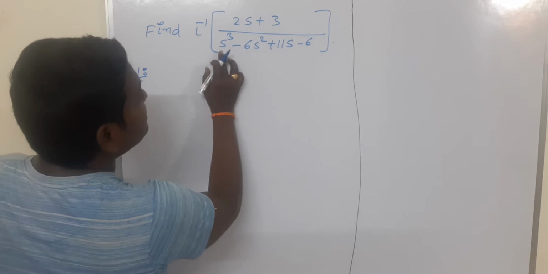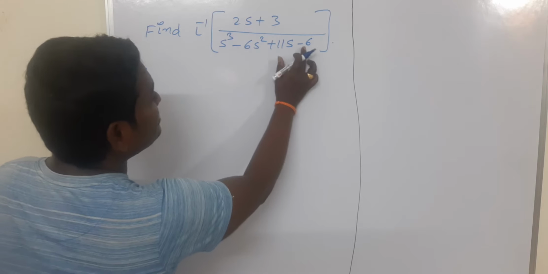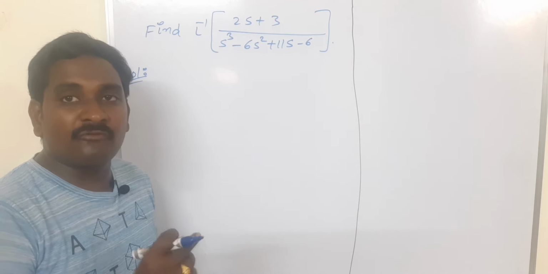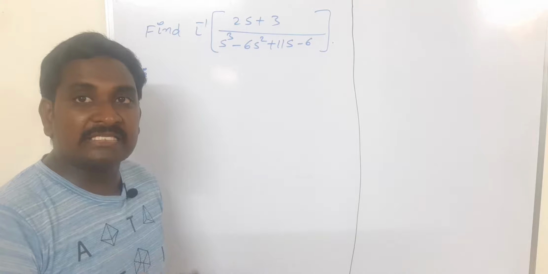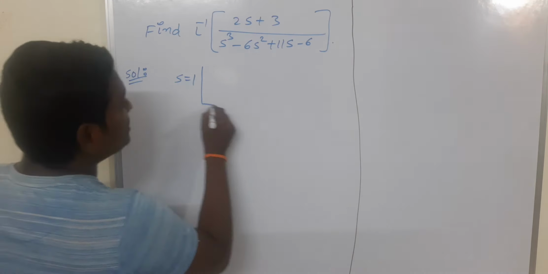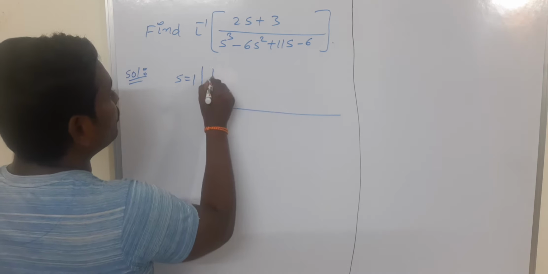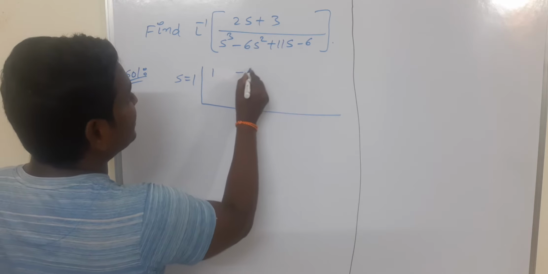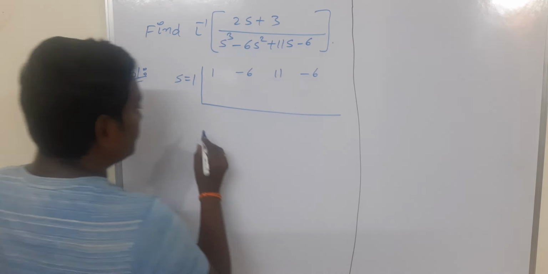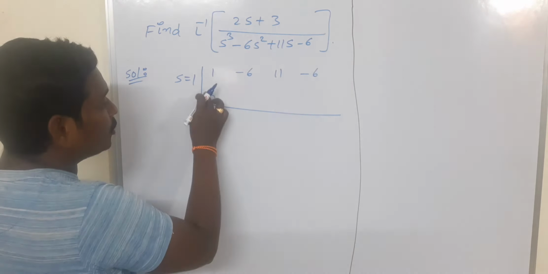Here we are observing that the sum of coefficients is 0, because 1 plus 11, 12, minus 6 minus 6, minus 12, 12 minus 12 is 0. So whenever the sum of coefficients is 0, s is equal to 1 is the first root. Okay. S is equal to 1 and use the synthetic division method. Write the coefficients in order now. S cube coefficient is 1, s square coefficient is minus 6, s coefficient is 11 and constant term is minus 6.